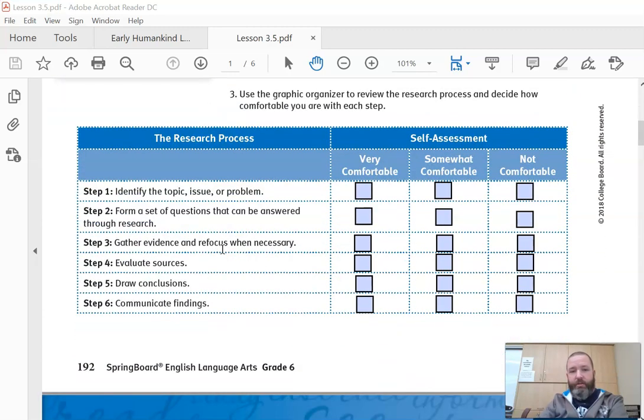For number 3, we have a graphic organizer on the different steps of the research process, and it's a self-assessment on how comfortable you are on all the steps that we organized. We ordered these earlier in a different lesson. So now that we've talked about them and had some time to work on them, how comfortable are you with each of these items? So go ahead and pause the video and fill in your self-assessment.